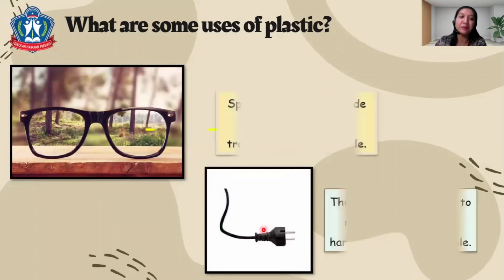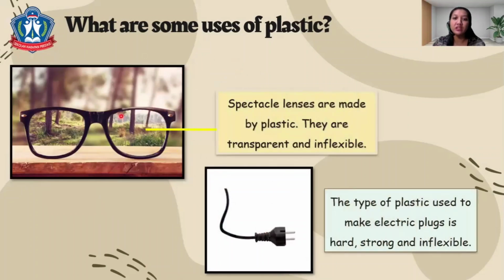The other example is the spectacle lenses, which are made here of plastic. They are transparent and inflexible. Or this one. This type of plastic is used to make electric plugs, which are hard, strong, and inflexible.